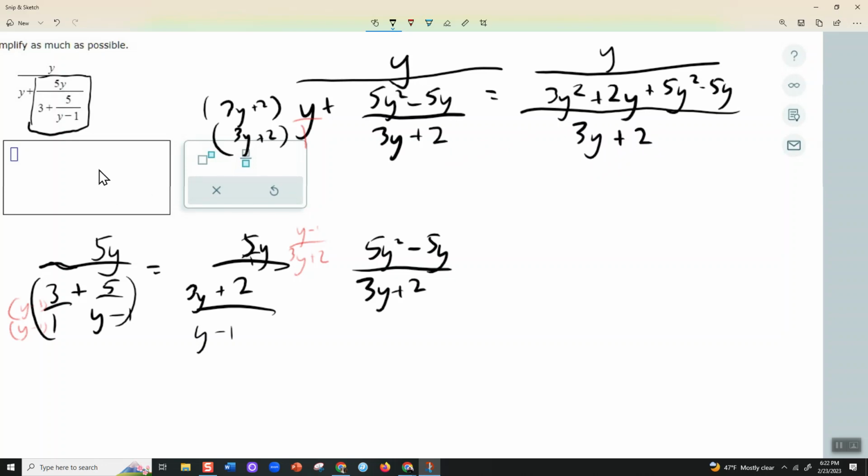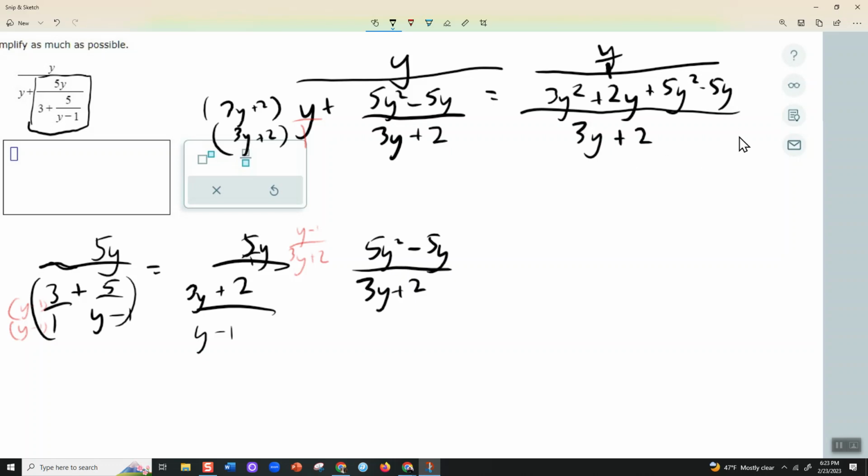It seems a lot more complicated than it is. You just got to take it one chunk at a time. Simple steps, but you got to follow the process. Trust the process. All right, so now this is y over 1. Any whole number or any integer or any term is being divided by 1 unless otherwise noted.